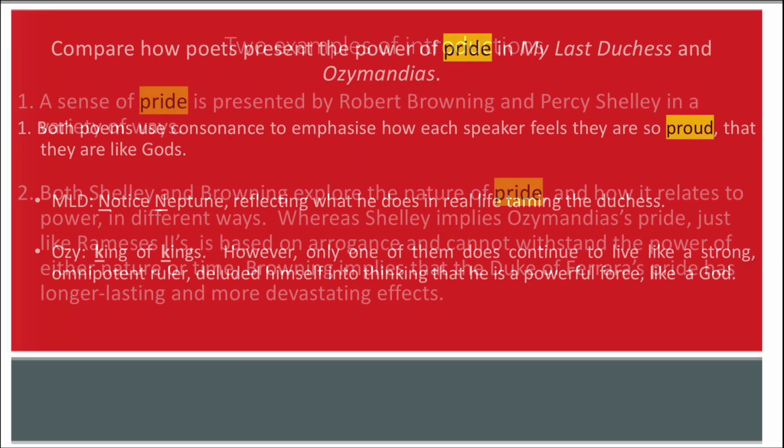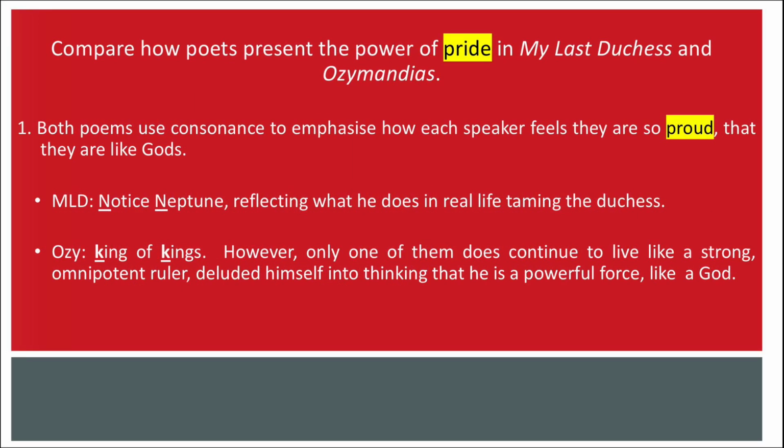So if we presume that the question is as follows: compare how poets present the power of pride in My Last Duchess and one other poem, I'm suggesting in this essay that Ozymandias would be a good poem to which you may wish to compare it with. And here is a good sentence starter that I hope gets us going. Both poems use consonants to emphasize how each speaker feels they are so proud that they are like gods.